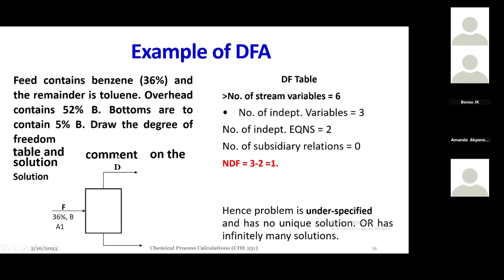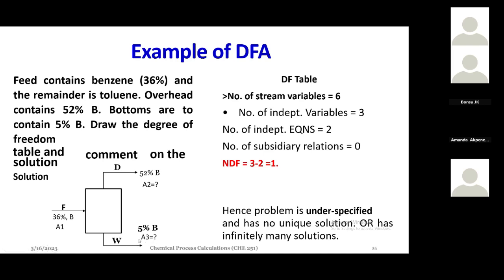And then these are distillates, or our overhead. I'm representing the flow rate of the overhead as D. And then this is our bottoms. I'm representing it as W. Now, our distillate or our overhead consists of 52% B. And then our bottoms consist of 5% B. We don't know our A2 and then our A3. Our A2 here is now our toluene in the distillate. Our A3 here is our toluene in the bottoms.